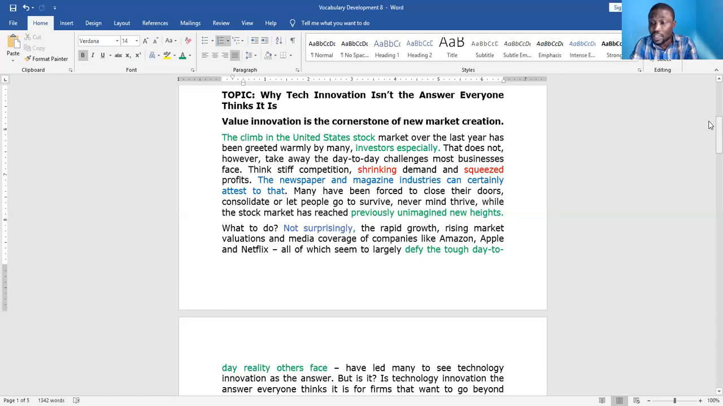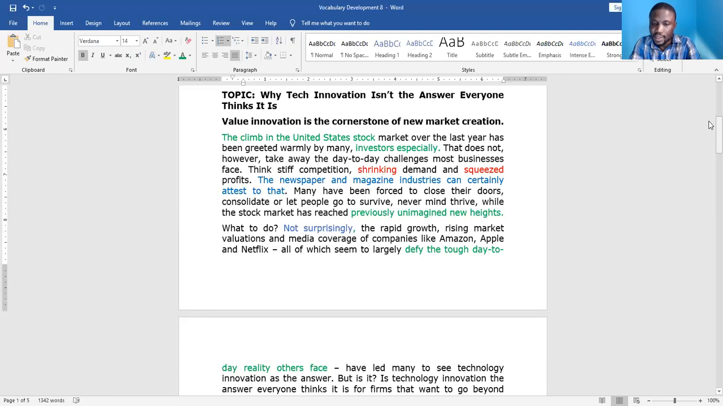Some people will say, for example, investors especially. I have another expression to use in that. I said most notably investors. So that's the way to properly start conveying write-ups in standard and well-structured English language. That does not, however, take away the day-to-day challenges most businesses face.